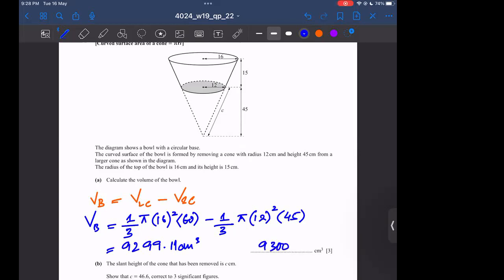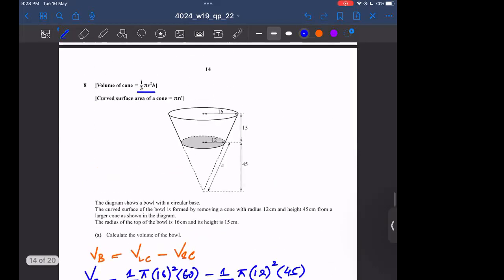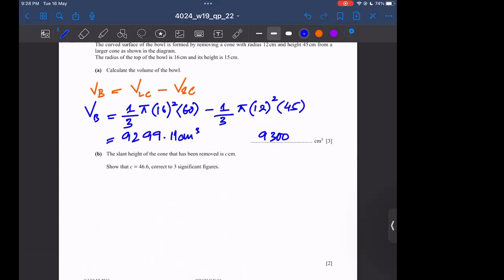Now it said the slant height of the cone that has been removed is C centimeter. Show that C is 46.6. So this one is the slant height of this smaller cone. They're asking for this value. Okay, what should be the value over here? It should be 46.6, correct to 3 figures.